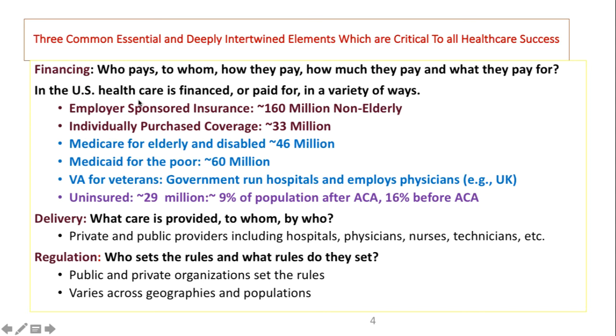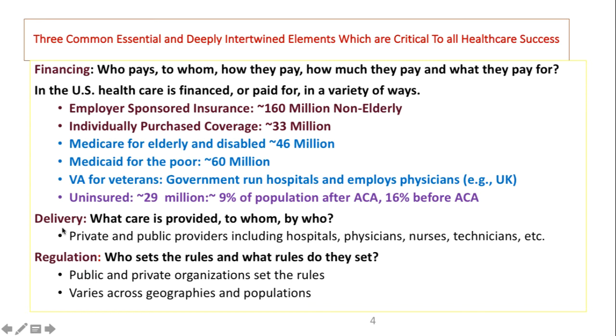In the United States, healthcare is financed in a variety of ways. It depends on what category you are in. The biggest group is under employer-sponsored insurance, about 160 million non-elderly people. Then we have individually purchased coverage, and one third of the population has government-related insurance such as Medicare, Medicaid, and VA. Of course, we have about 29 million uninsured people who don't have any insurance. If they are uninsured, how do they pay? Definitely they have to pay out of pocket if they are not included in Medicaid, and if they end up in the emergency room, then the government has to pay that.